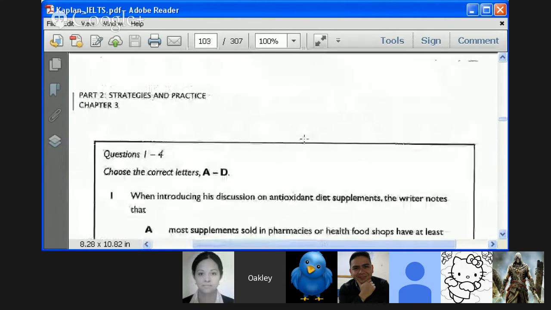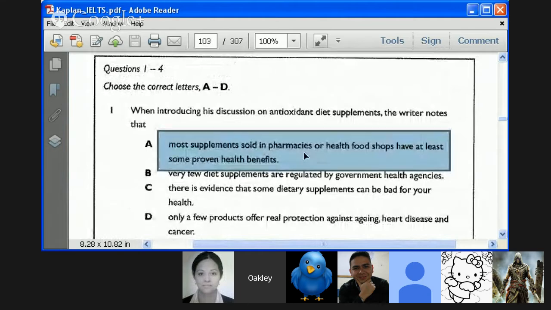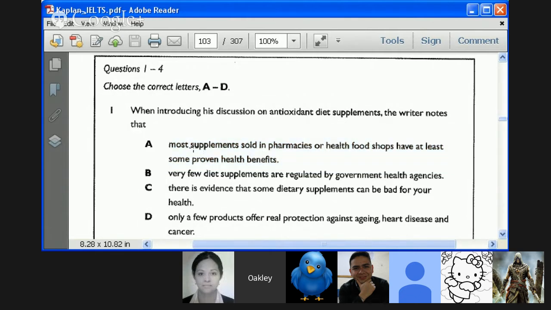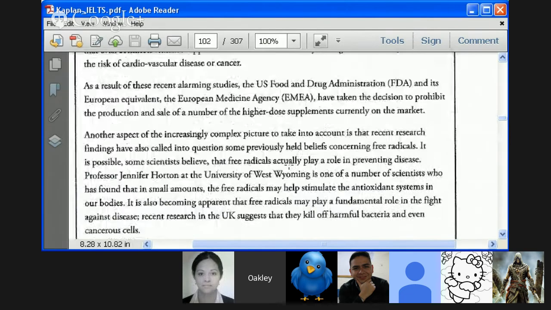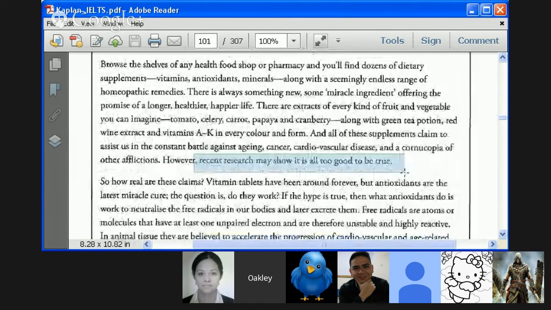Okay, so Minor, what do you think? Is this true or just not true? That's true. Actually, no. He basically says it's very doubtful that they work. They have at least some proven health benefits. He never says that, does he? He actually says recent research may show it is all too good to be true.